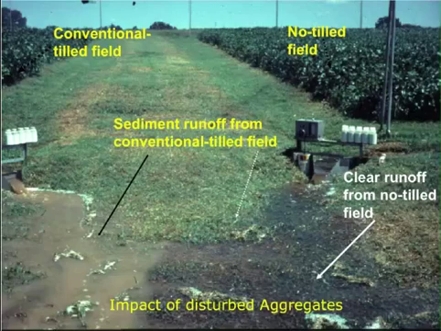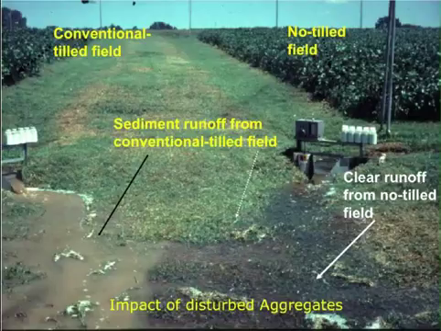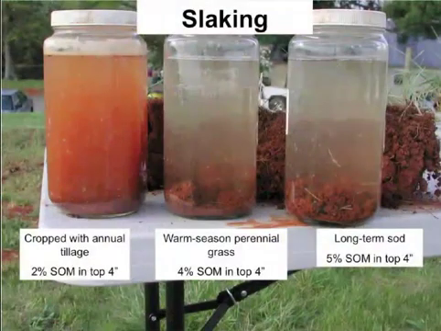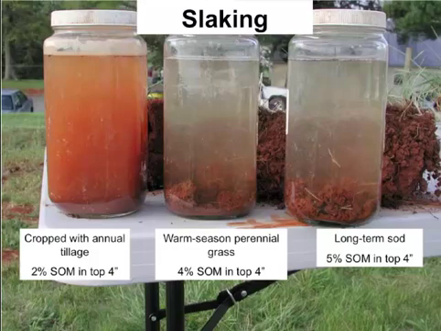Here's just a quick picture that shows the impact of sedimentation. We have conventional tilled fields on the left that have this brownish colored water, and no-till fields, and if we can keep a crop there, we have clear runoff from the no-till fields, and it shows the impact of what's going on with those disturbed aggregates. We're really trying to get more macro aggregates from live crops out there that will tie up both nitrogen and phosphorus.